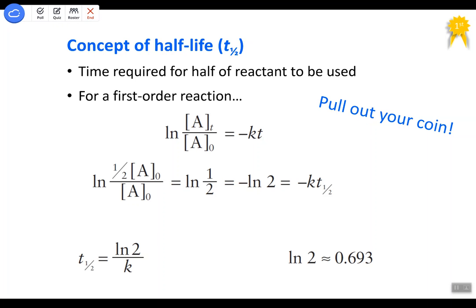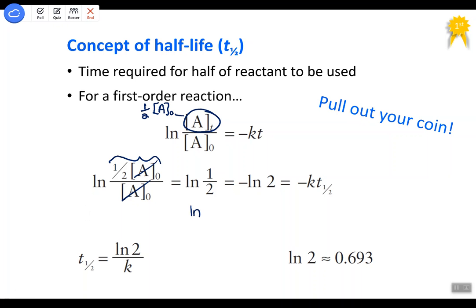Now, there's a way to calculate half-life that's a little bit more direct. So follow along with me and we'll see how this happens. If we want to calculate half-life, that's exactly half of the initial concentration. If we plug in half of the initial concentration as our desired concentration of A at time t, then the initial concentration of A factors out, and we're left with ln of a half.